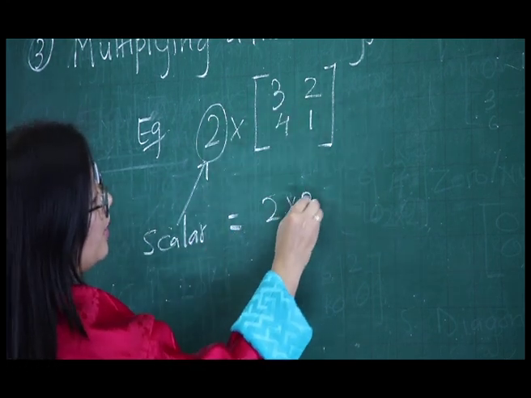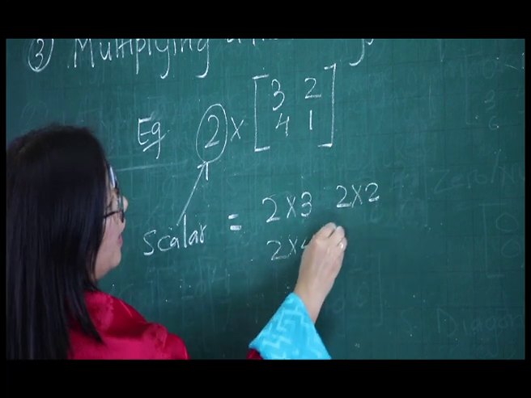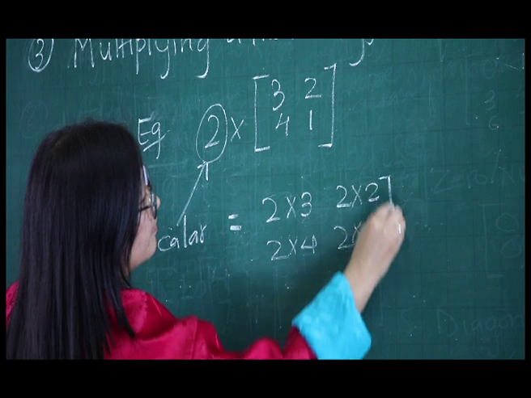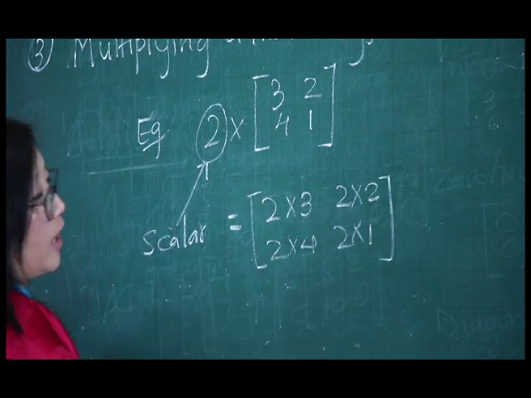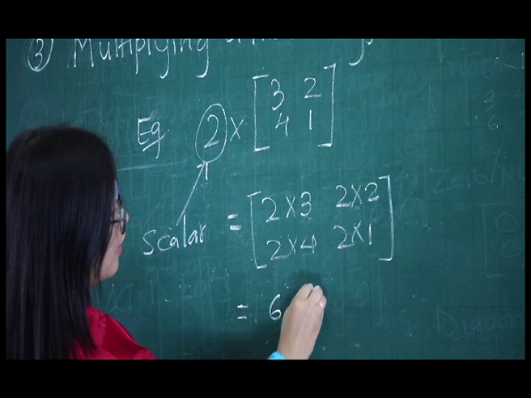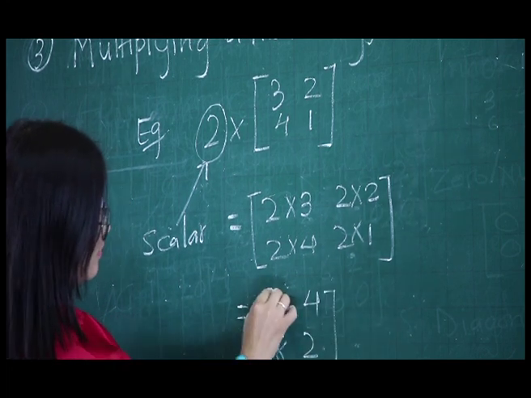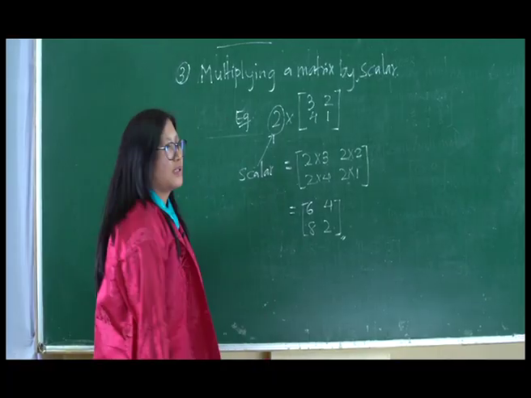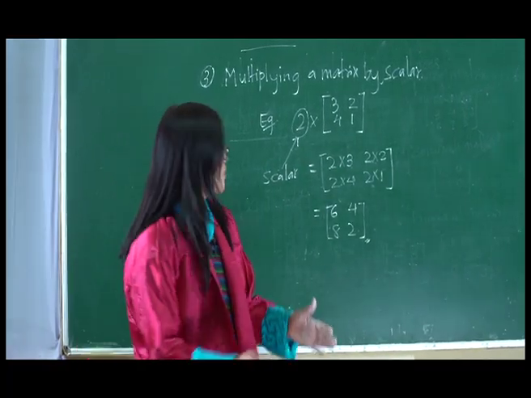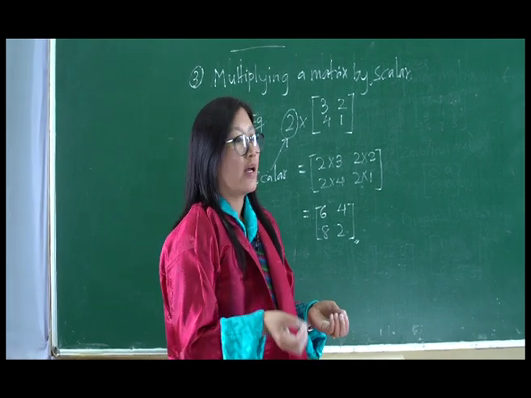So let us see further. 2 times 3, 2 times 2, 2 times 4, and 2 times 1. Then we have the product. That is, we'll have 6, 4, 8, and 2. So this is a simple concept of multiplying a matrix by a scalar.